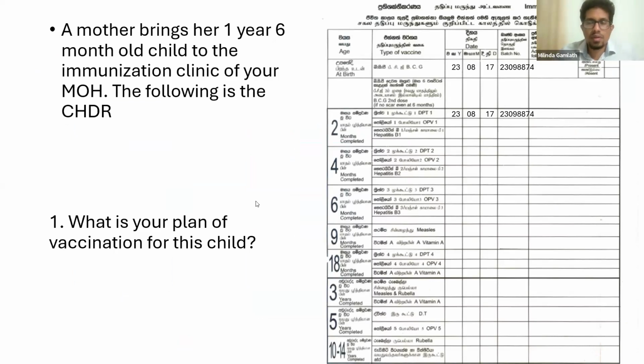Pasindu, how about you give this a try? Okay. Right. So there's no scenario here. You are the medical officer of health in an immunization clinic, and there's a mother who's bringing her 1 year, 6-month-old child, so she's 18 months old, to the immunization clinic of the MOH. The following is the CHDR, right? I'm sorry, this should be a little bit more filled. Just imagine that it's filled up to here, right? So now what is your plan of vaccination for this child?